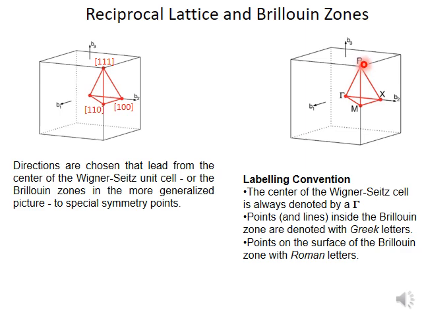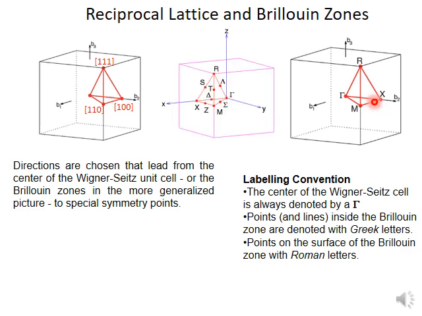This point is represented by a Roman letter R. This point is represented by a Roman letter M. This point is represented by a Roman letter X. And each of these letters represents a certain propagation direction. You can be a bit more meticulous about it. For example, going from gamma to R, you pass through a certain point, which would lie well inside the first Brillouin zone.